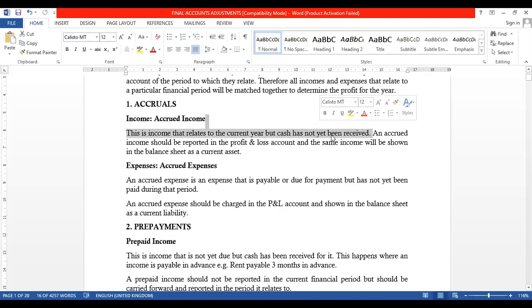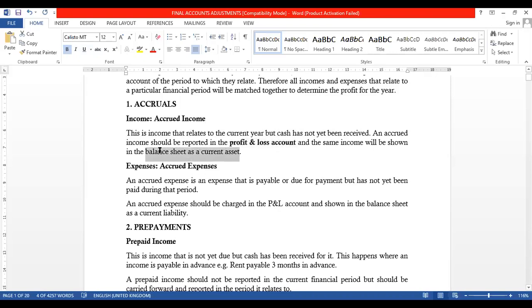And therefore, this income must be reported in the profit and loss account. And again, it must be shown in the balance sheet as an asset.